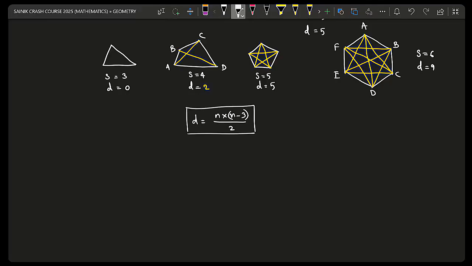We already got it by counting: 5. Let's substitute in the formula: 5 into 5 minus 3 divided by 2. We know 5 minus 3 is 2, 2 cancels, and the answer is 5. Yes, it is matching.